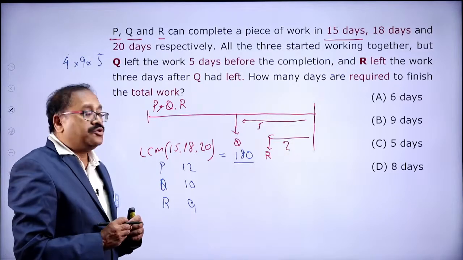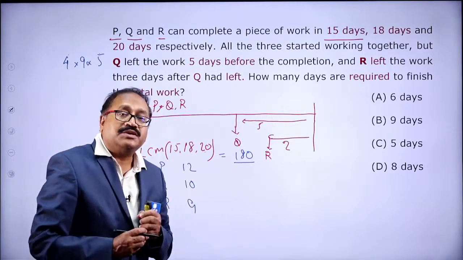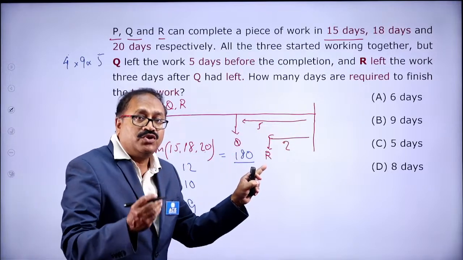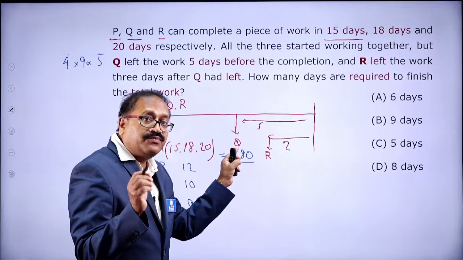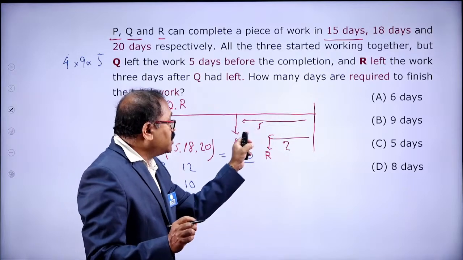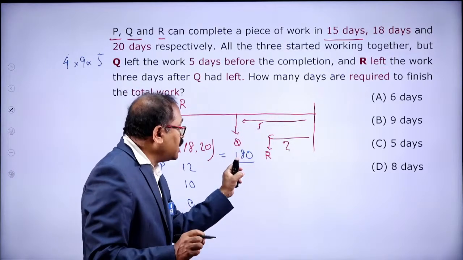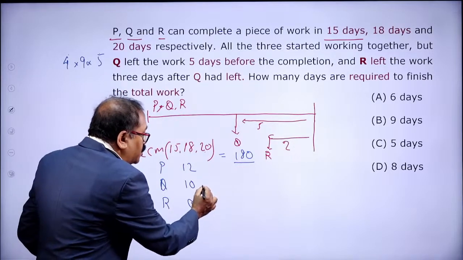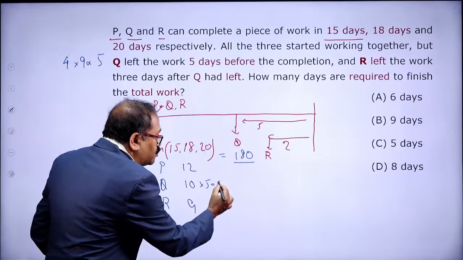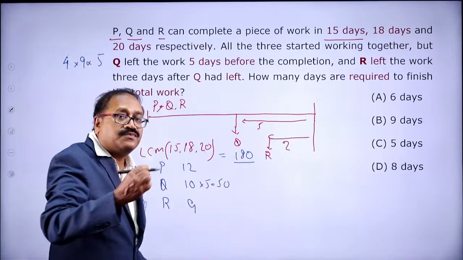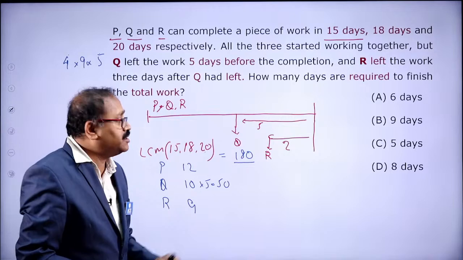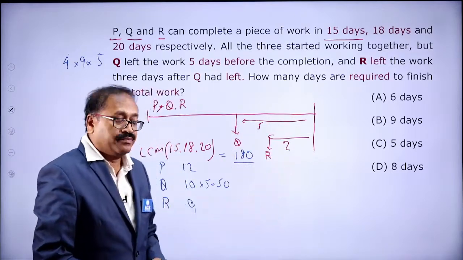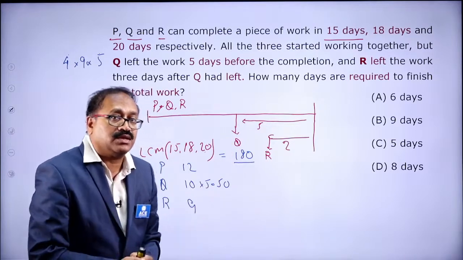Now here what I need to do is, 180 is the total number of units. But as P left 5 days before, then Q left 5 days before. Therefore the 5 days of Q has to be added to the total work. So what is the 5 days work of Q? 10 into 5, that is 50 units. So I need to add these 50 units to 180 units because he left, someone else has to complete that work. So the volume of work will increase.